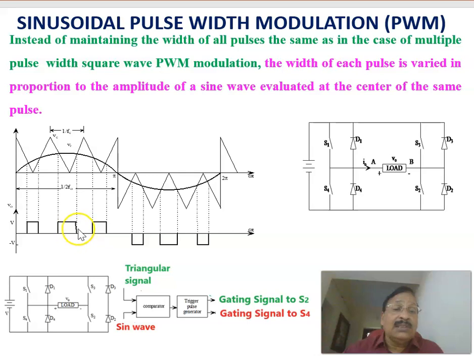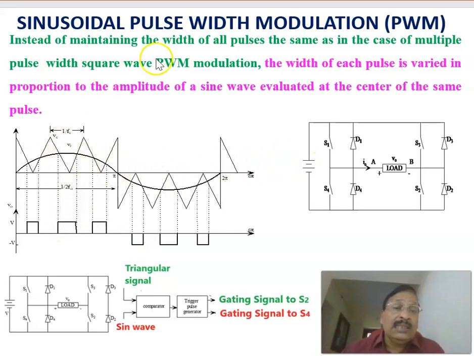Therefore, that pulse width will be proportional to the magnitude of the sine modulating signal at its center, that is this one. Here, if you see, the pulse width is less because the magnitude of the sine wave at this point is less. The width of each pulse is varied in proportion to the amplitude of the sine wave evaluated at the center of the same pulse.